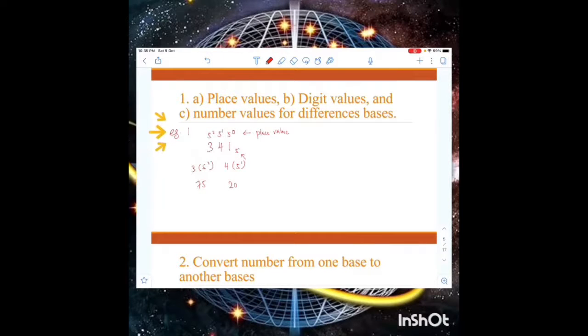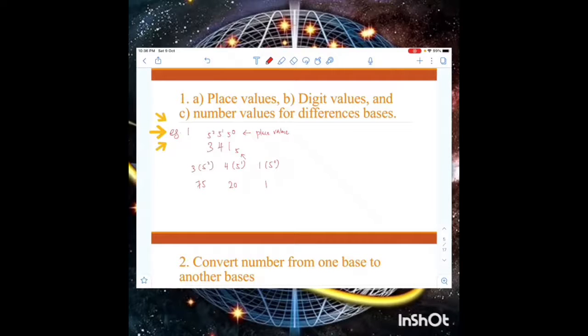So digit 4 is actually carrying the value of 20. So what is the digit value of 1? 1 multiplied by 5 to the power of 0. 5 to the power of 0 is actually 1. So we have 1 multiplied by 1, so we're going to have 1.